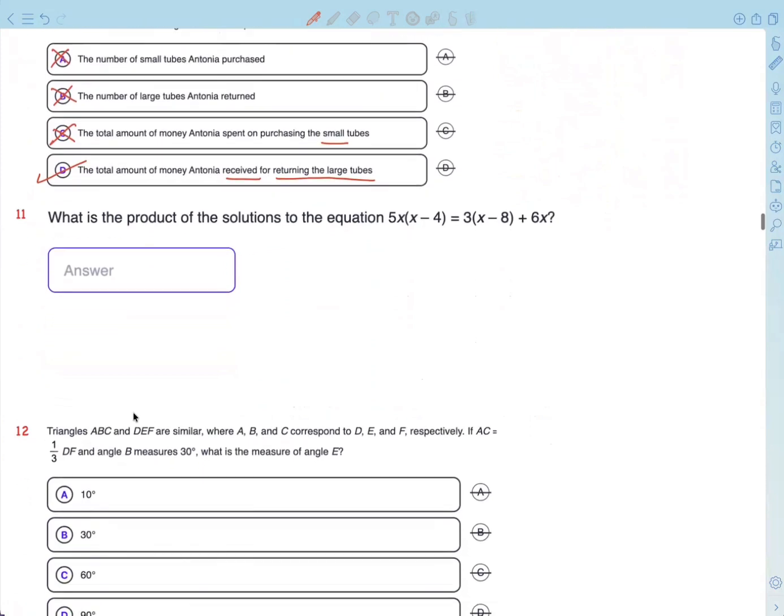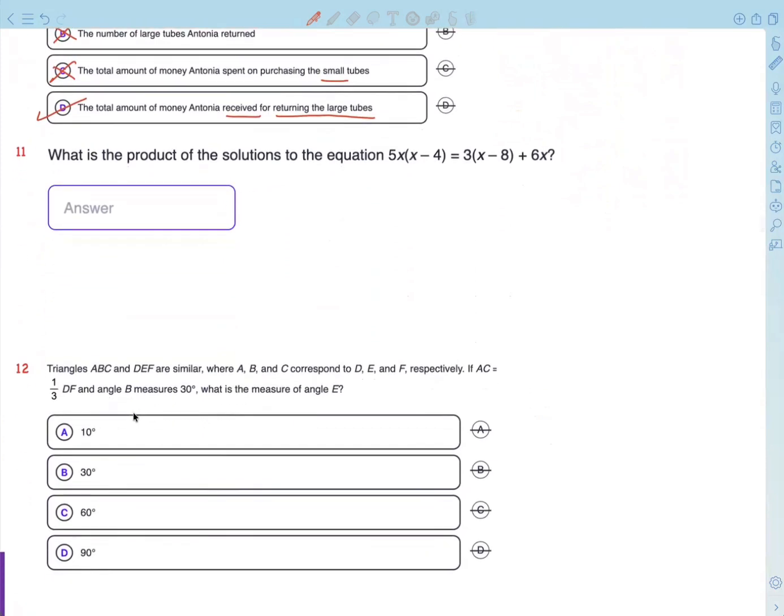What is the product of the solutions to the given equation? 5x times x minus 4 equals 3 times x minus 8 plus 6x. We can use the traditional method. You can multiply, then you have 5x squared. It means this is a quadratic function, so we'll solve it as a quadratic equation. Put the right-hand side equal to 0 and start to answer.